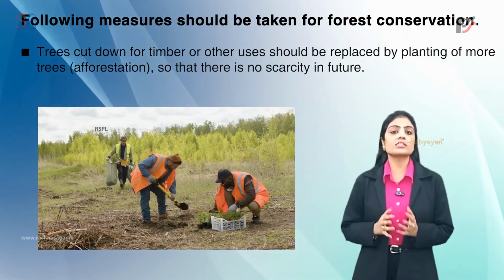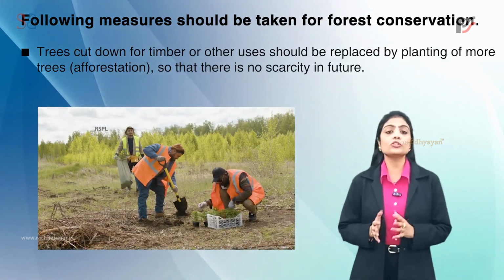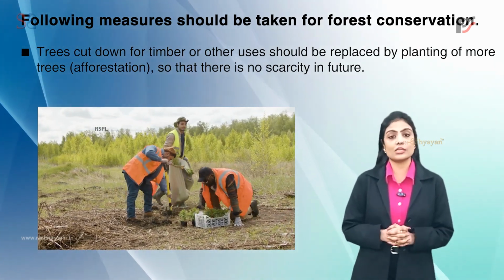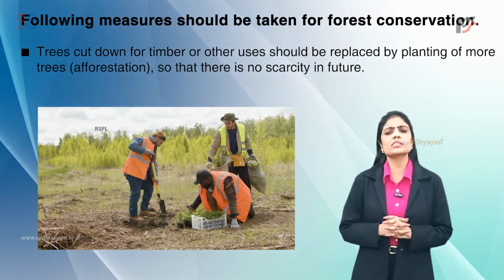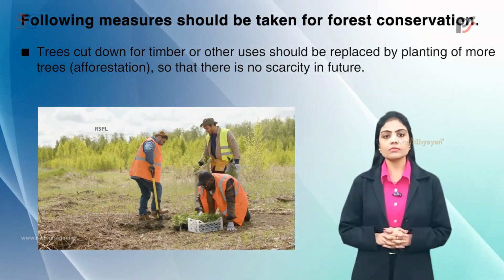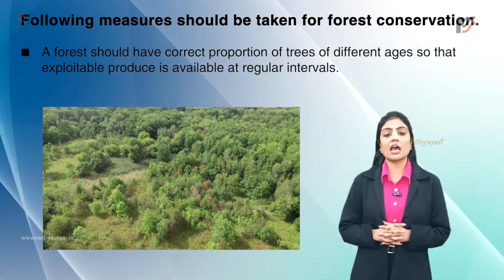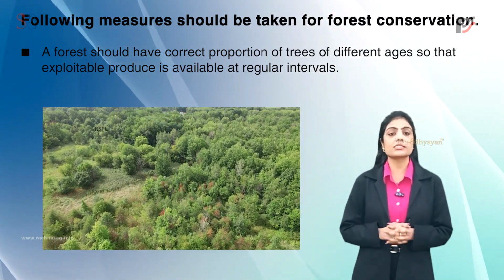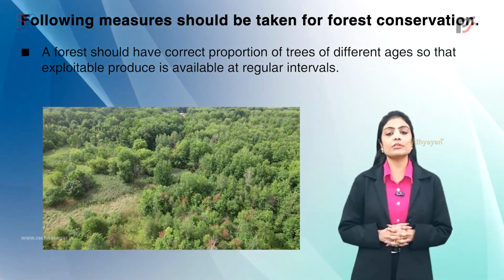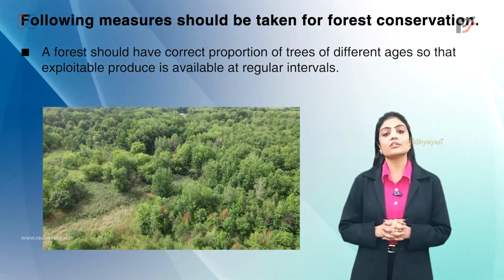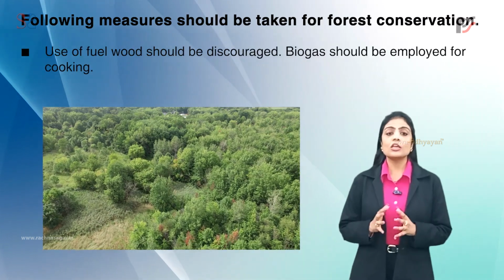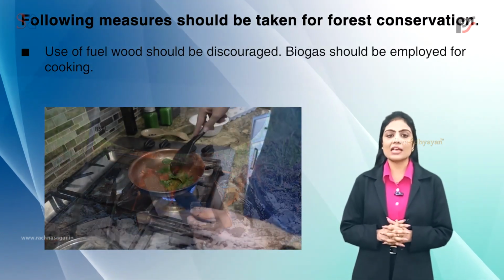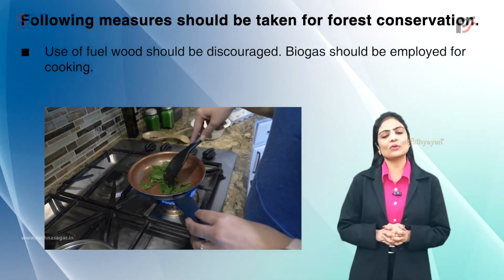The following measures should be taken for forest conservation. Trees cut down for timber or other uses should be replaced by planting more trees, afforestation, so that there is no scarcity in future. A forest should have the correct proportion of trees of different ages so that exploitable produce is available at regular intervals. Use of fuel wood should be discouraged. Biogas should be employed for cooking.